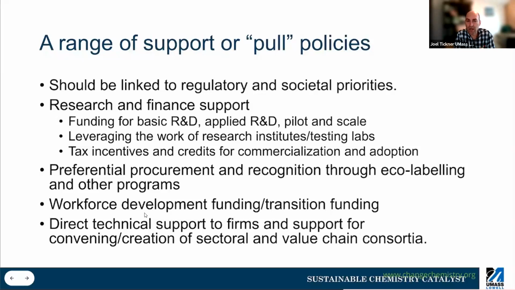Preferential procurement. Governments carry a lot of purchasing power. They buy millions, if not billions of dollars of stuff. Large organizations buy lots of stuff. So how do we change the way purchasing is done? Or how do we recognize safer, more sustainable chemicals and products?